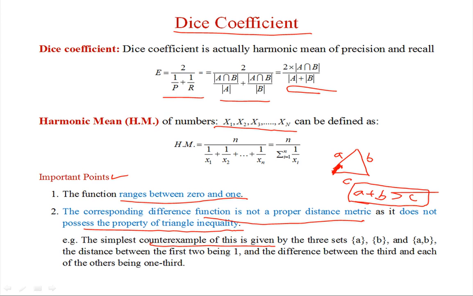A counter example: suppose we have three sets A, B and AB. The distance between the first two is 1 and the difference between the third and each of the others is 1/3.